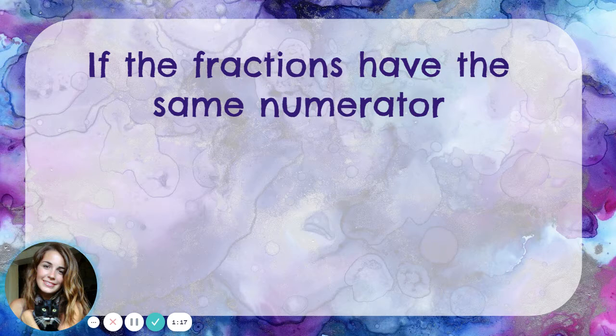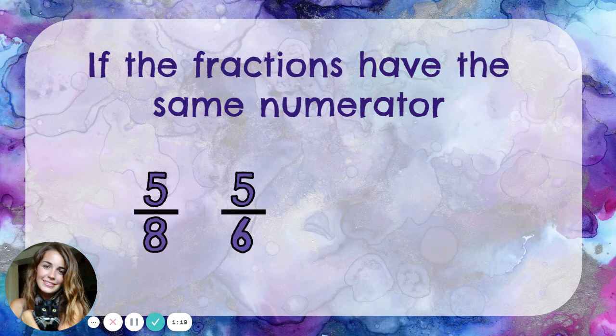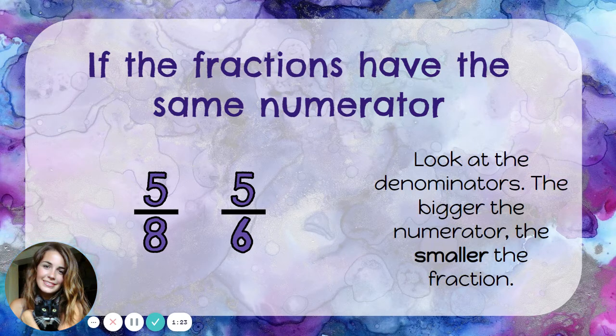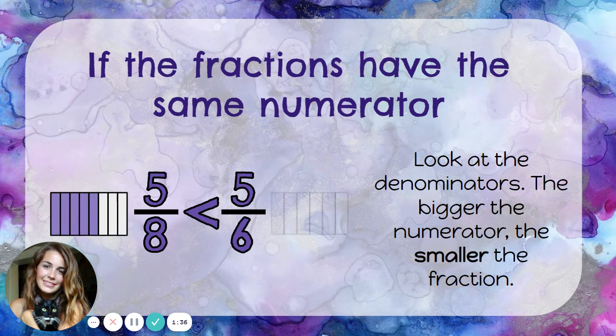If the fractions have the same numerator, like 5/8 and 5/6, look at the denominators. The bigger the denominator, the smaller the fraction. This is sort of backwards from what you might think. Let's take a look at a picture of 5/8 and a picture of 5/6.